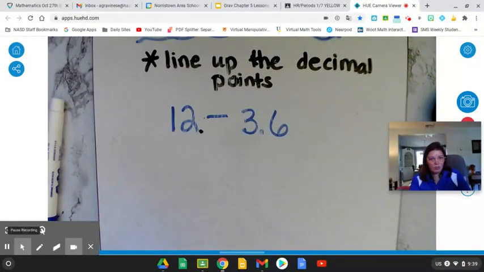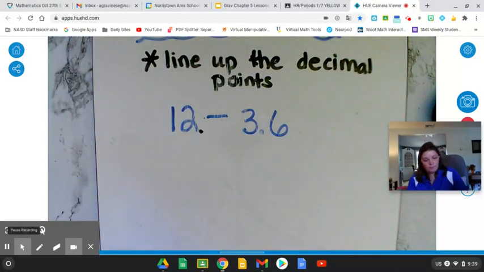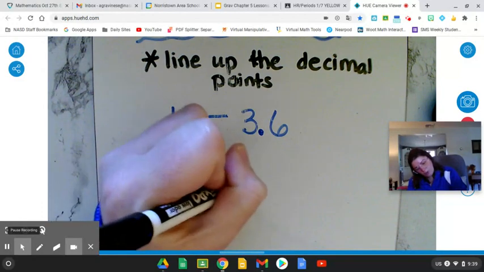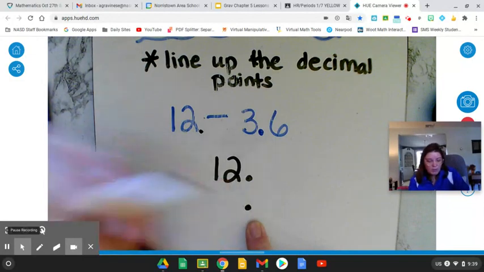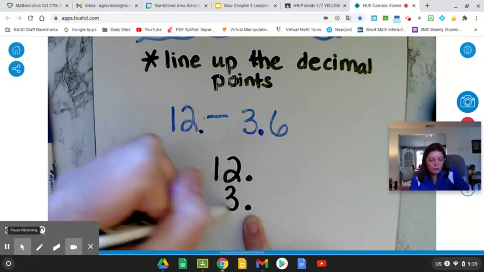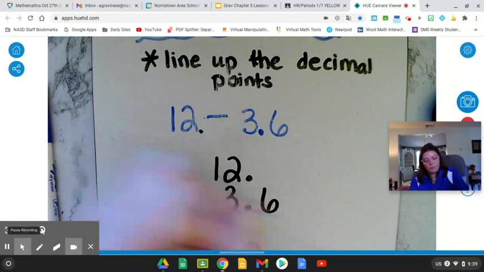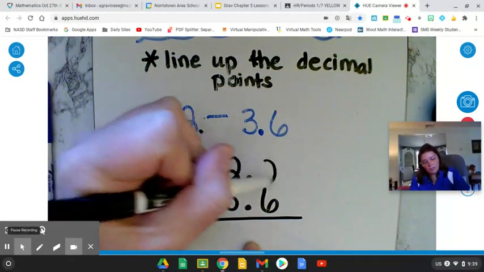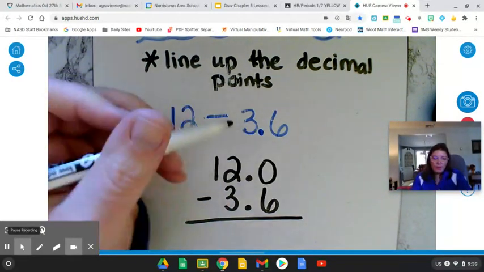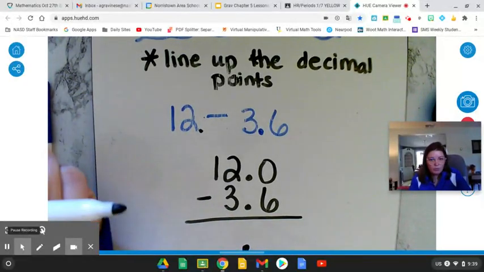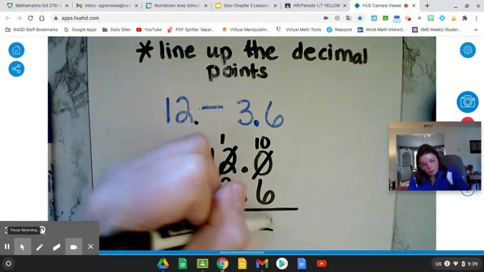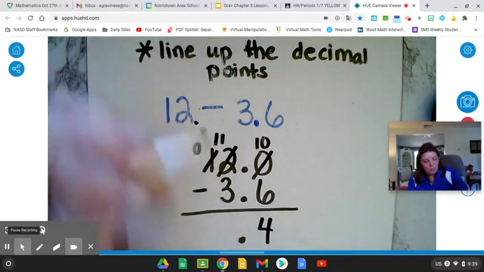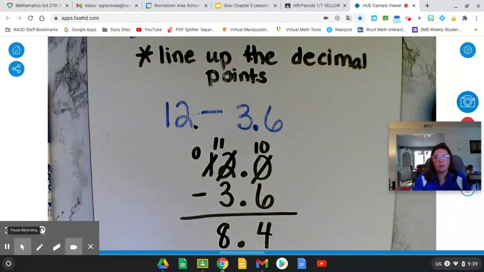Without a place value chart, here's how I would line that up. I would take my whole number 12 and I would put in that decimal point so I don't forget that it's at the end. And then I would stack my other decimal point and build around it. Annex a 0. And then we subtract like normal. Get my decimal point stacked in there. And I still get 8 4/10.